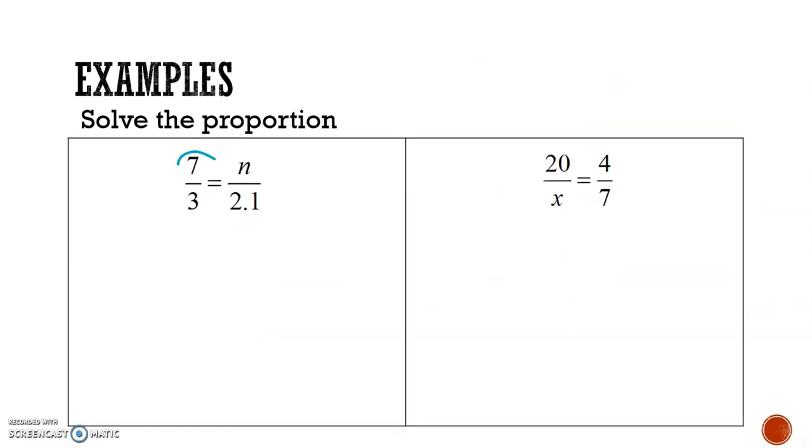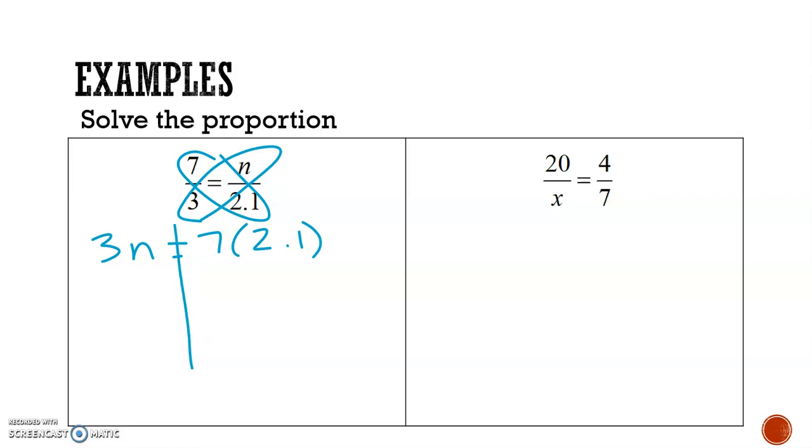Alright, a few more. We're going to try these ones. So we're going to do 3 times n. And I always do the one that has the variable in it. I put that on the first side just because it's consistently that way. It really doesn't matter which one you put on which side. And then I'm going to do 7 times 2.1. So I'm going to bring down the 3n. 7 times 2.1 is 14.7. And then I'm dividing both sides by 3. And that gives me an answer of 4.9.